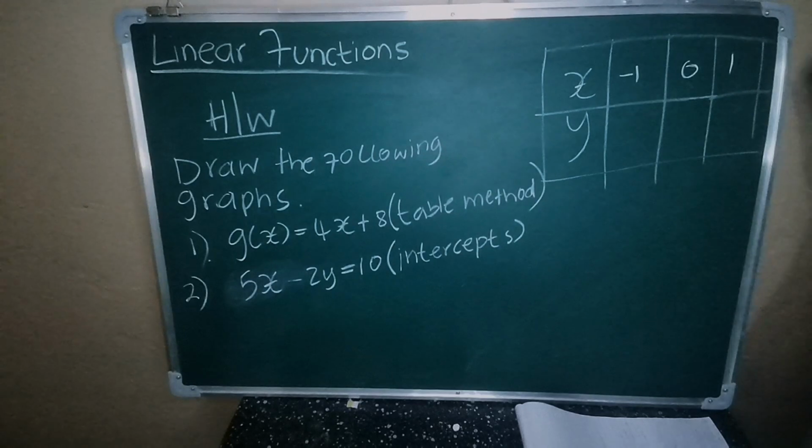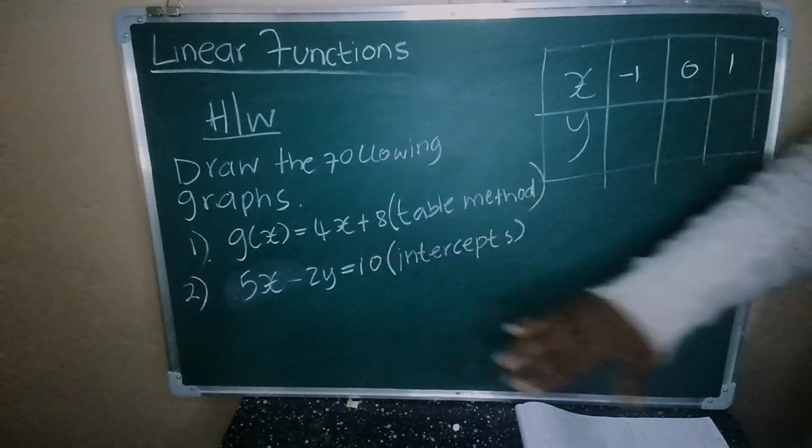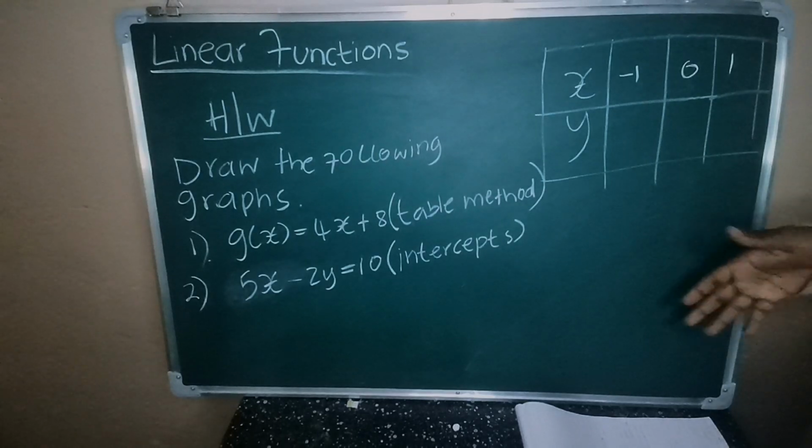It will depend on you, but as long as you're using the table, it will guide you on the graph and how it will shape. So for this one, 4x plus 8, use the table method. Then for this one, use the intercept method. Please guys, thank you very much.